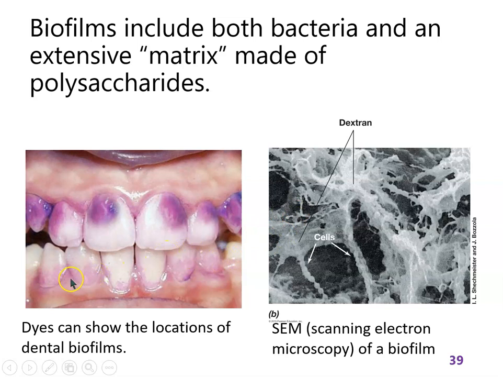One of the closest to home versions of biofilms would be dental biofilms. And this is a famous picture where a person has used a dye that stains biofilm after toothbrushing to find out how effective the toothbrushing was at removing the dental biofilms. And this would be what a scanning electron microscopy picture of a biofilm might look like. It's just a jumble of three-dimensional polysaccharide structures with little tiny cells throughout it.